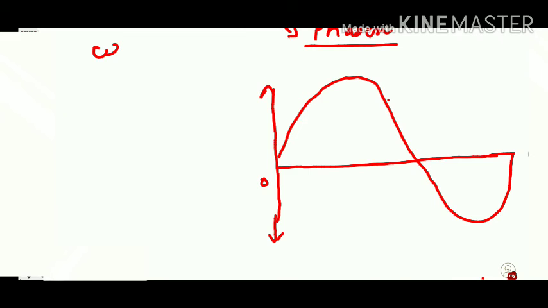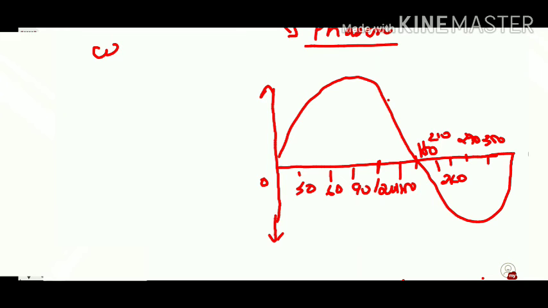This is 0, this is 30, 60, 90, 120, then 150, and this is 180, right? Here this is 210, right? 240, 270, then 300, then 330, and this is 360, right? Now see, this is my 30 degree, right?